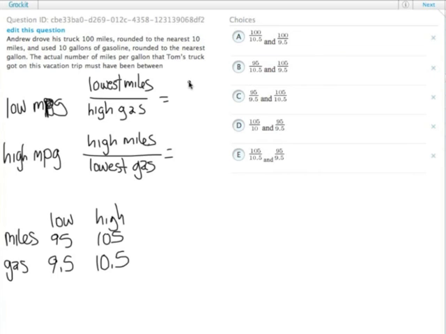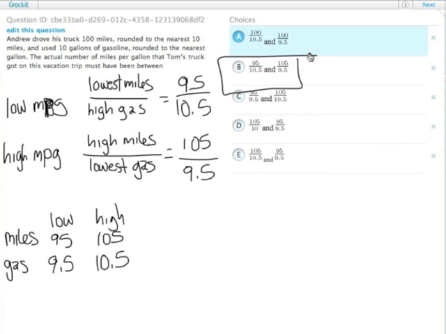The lowest miles was 95. The highest gas was 10.5. The highest mileage would have been 105, and the lowest gas would have been 9.5. The answer choices with these, 95 over 10.5 and 105 over 9.5, is answer choice B.